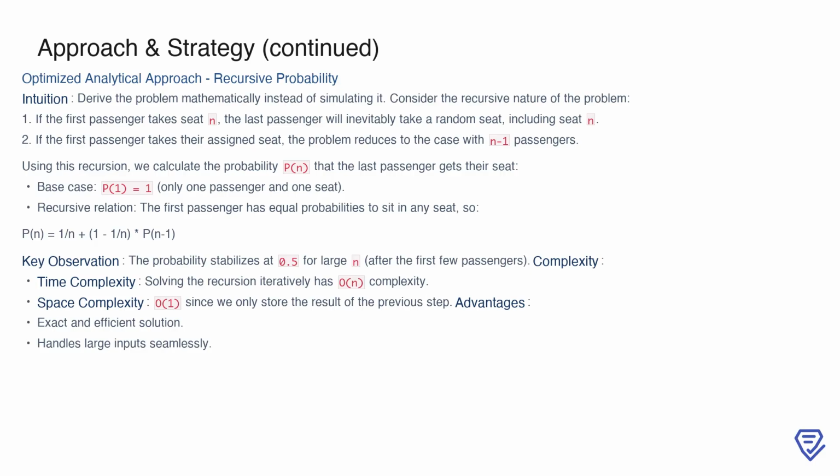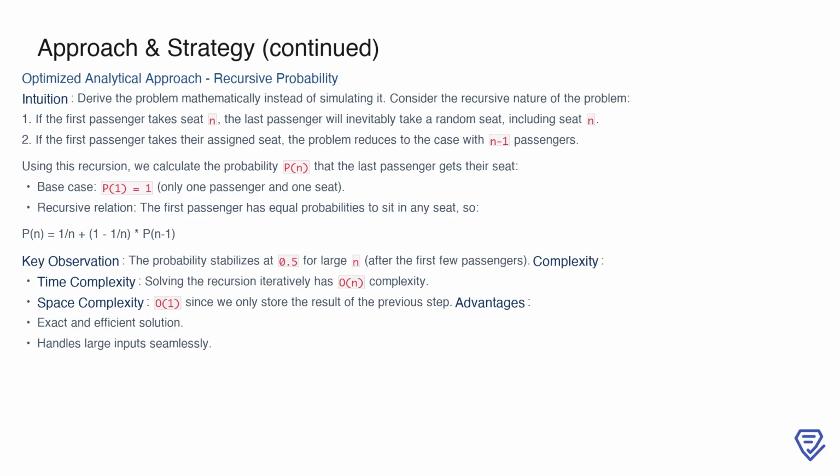Let's break it down. If the first passenger takes seat N, the last passenger will eventually have to sit in a random seat, which could include seat N. On the other hand, if the first passenger sits in their assigned seat, the problem reduces to the same scenario but with one less passenger and one less seat.